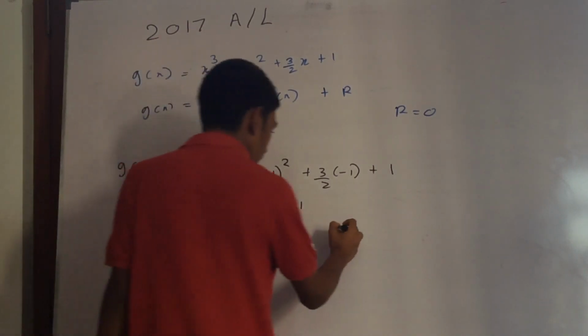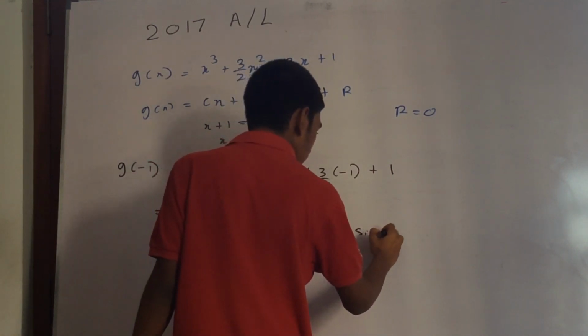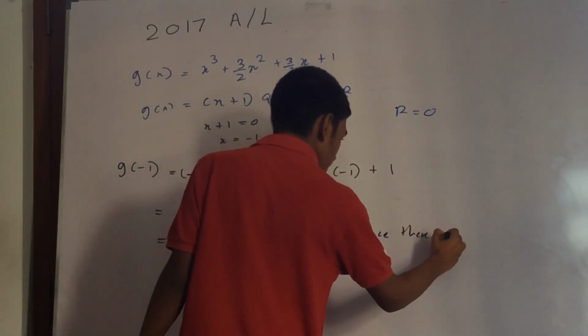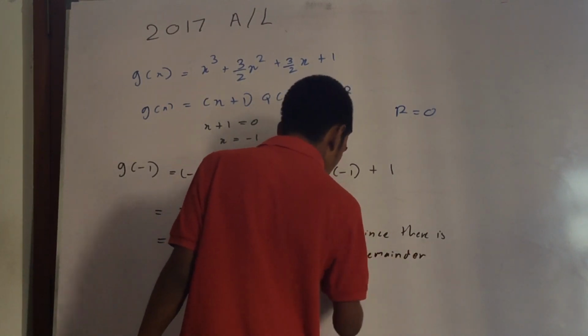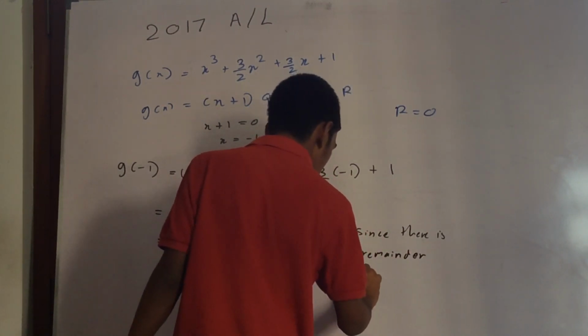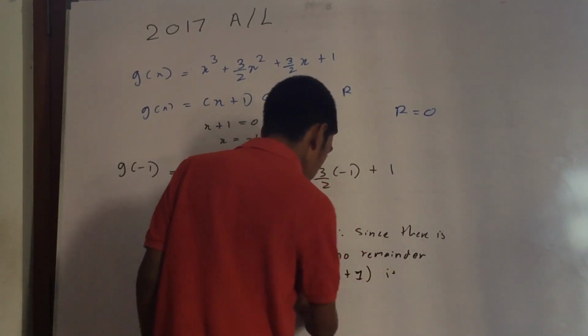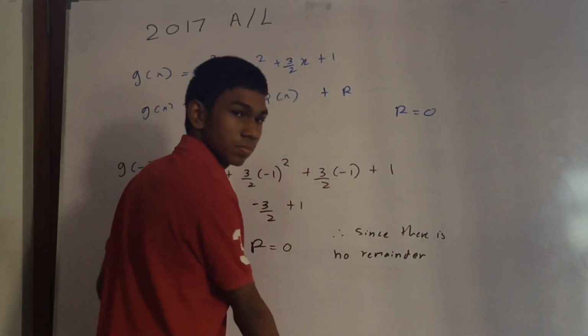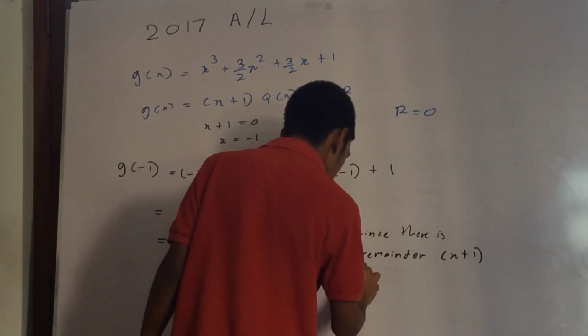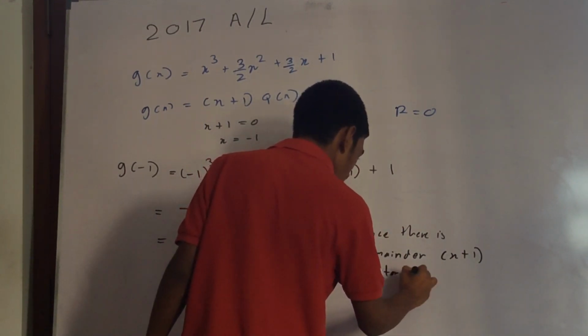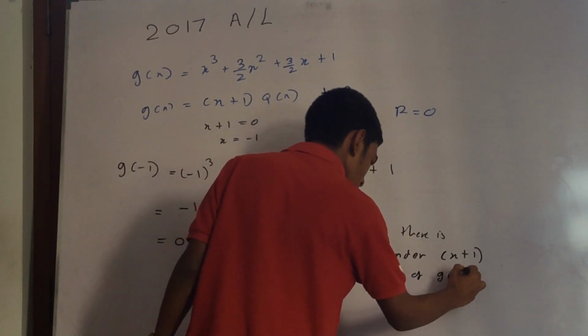Let's say since there is no remainder, x plus 1 is a factor of g(x).